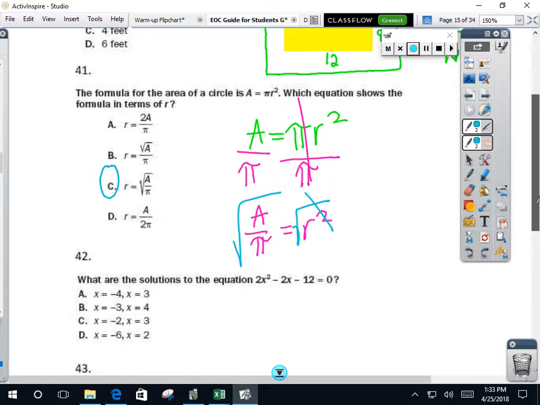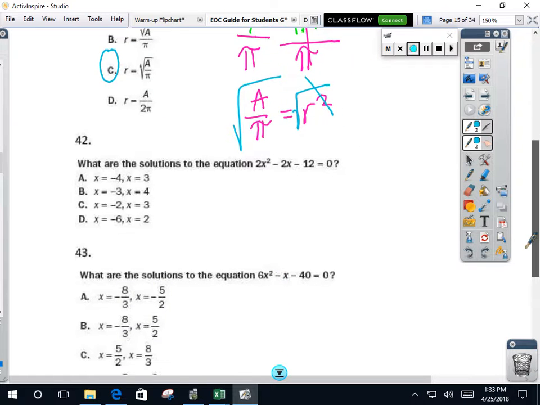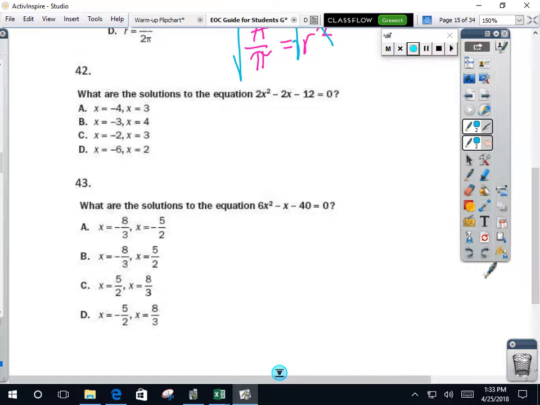All right, number 42. What are the solutions to the equation 2x squared minus 2x minus 12 equals 0? Well, look at all your answer choices. All your answer choices are what? They're numbers, and they're equal to x. So don't you think you're just trying to figure out what numbers belong in the x? Well, what's the easiest way to figure that out? You could, but there's an easier way. The easiest way is to graph it and look for the x-intercepts.